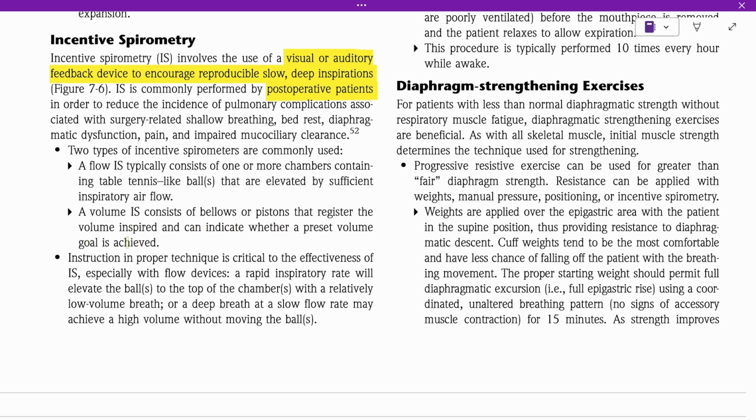is achieved. Instruction in proper technique is critical to the effectiveness of incentive spirometry, especially with a flow device. A rapid inspiratory rate will elevate the balls to the top of the chambers with a relatively low volume breath, or a deep breath at a slow flow rate may achieve a high volume without moving the balls.